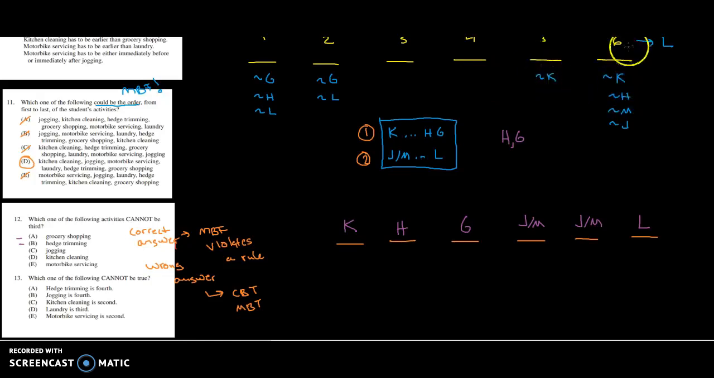Because look at these here. We know that 6 has to be either L or G, so that's fine. And then on 4 and 5, we didn't have any restrictions on J or M, so check, check. That would work. Meaning, we have to eliminate this answer choice, because we're looking for stuff that can't work.